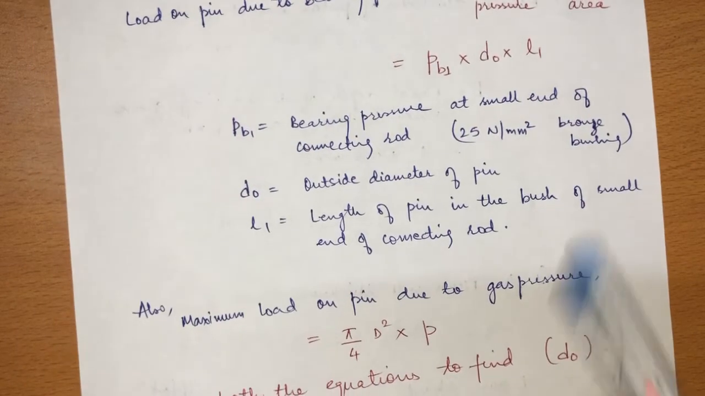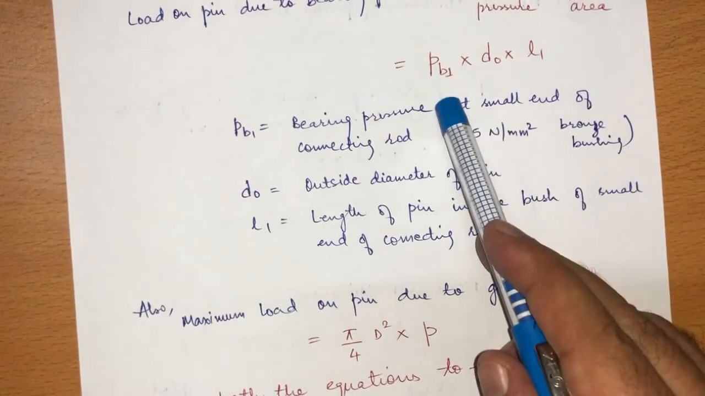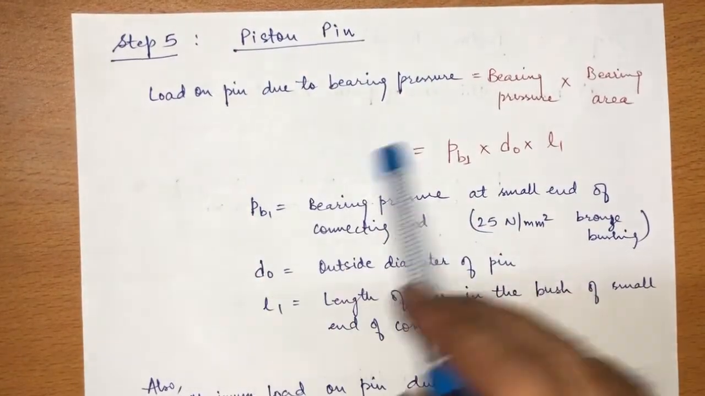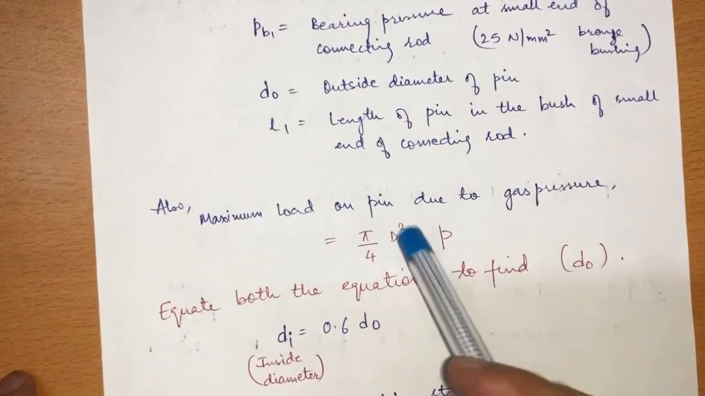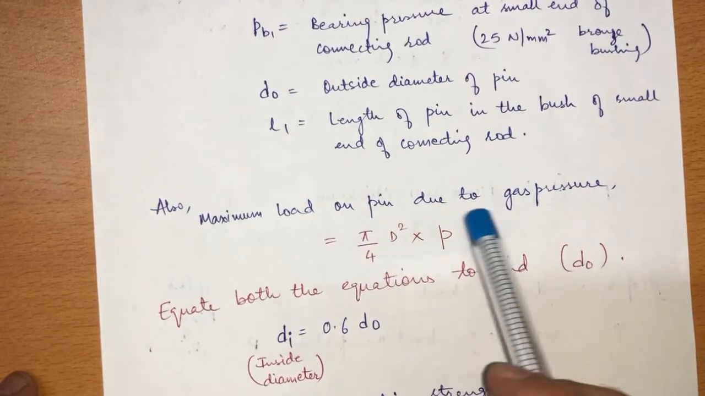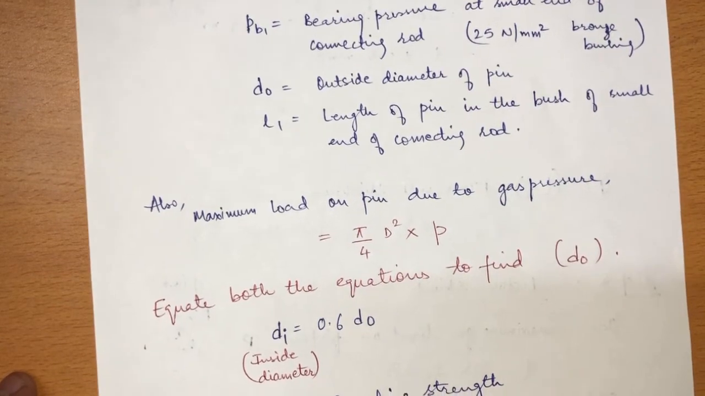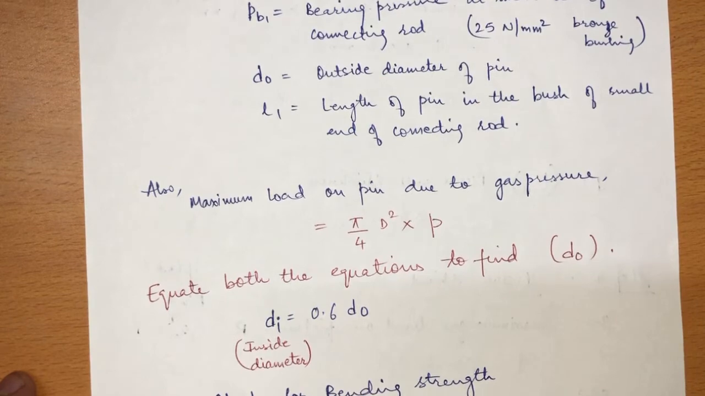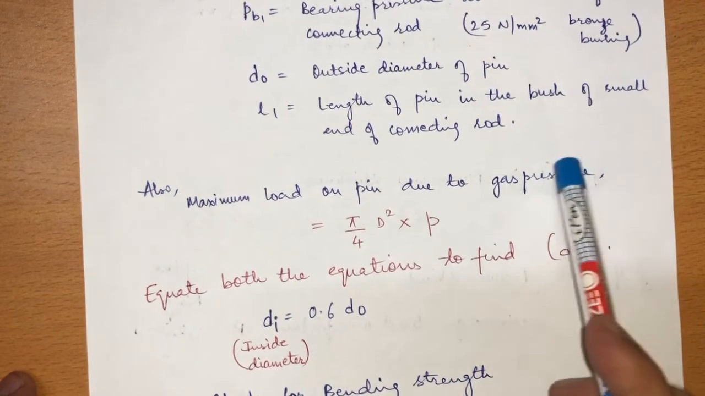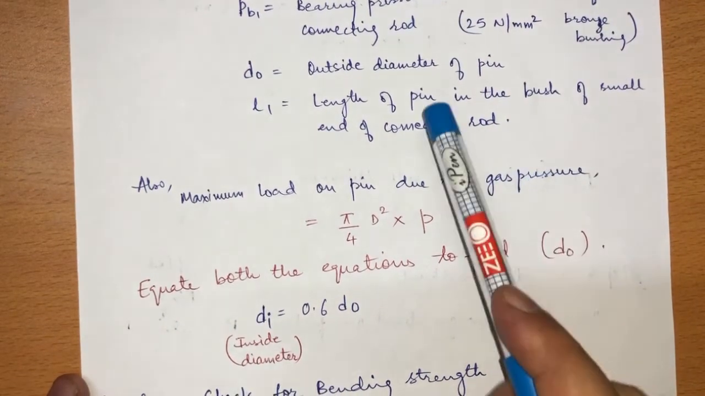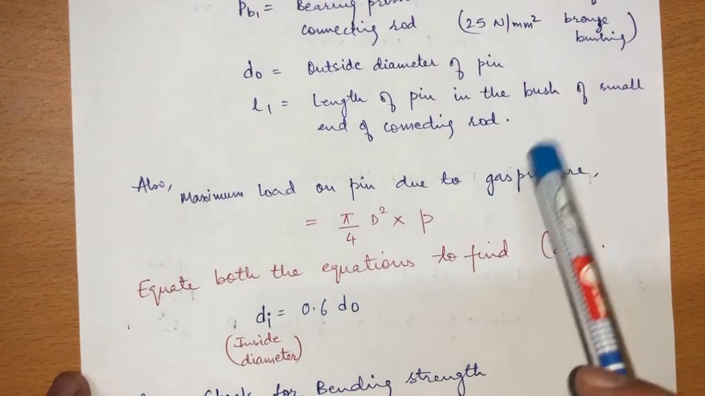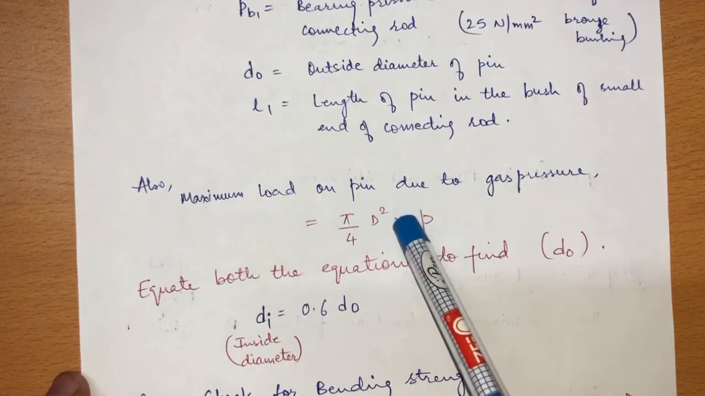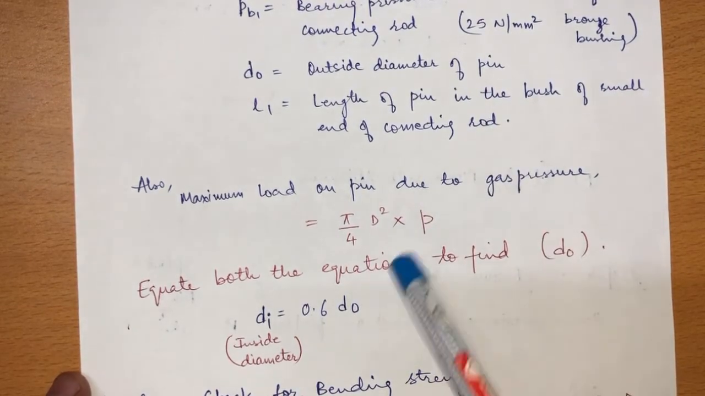Finding the area as D0 into L1, multiplying with pressure, we can get the value of load on pin due to the bearing pressure. Also, this is known to us. Why are we using this formula every time? Because piston as a whole is subjected to the gas pressure. So all the components, when they are designed for their dimensional purposes, will be subjected to the gas pressure, and that will be used as the criteria to design the components.